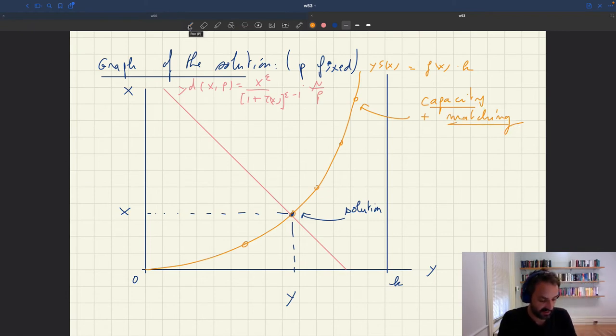What does the aggregate demand capture? When we are at the intersection of supply and demand, what does that capture? The aggregate demand captures the fact that households maximize their utility given their budget constraint. So it captures household utility maximization.